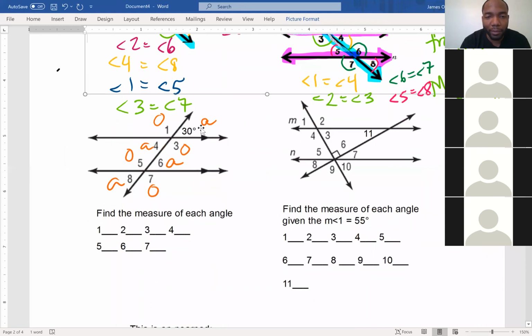What about angle 1 and 5? What are they? Corresponding. What about angle 8 and the angle 2, which is 30? 8 and 2. Alternate exterior. Yep, alternate exterior. And what about 4 and 6? Alternate interior. Yeah, alternate interior angles.